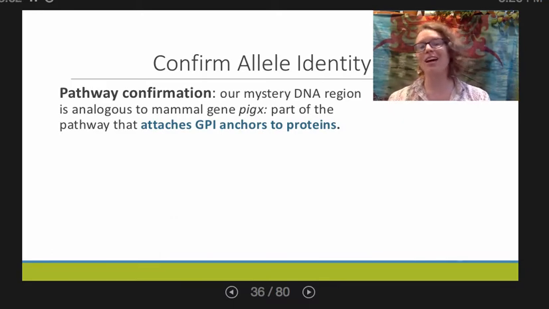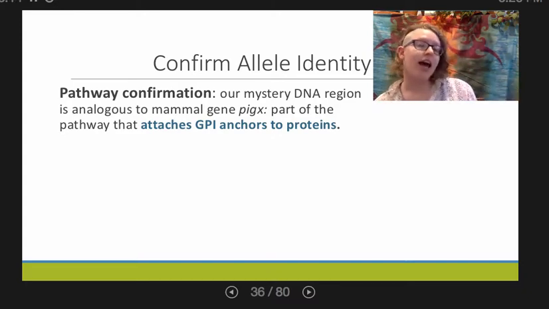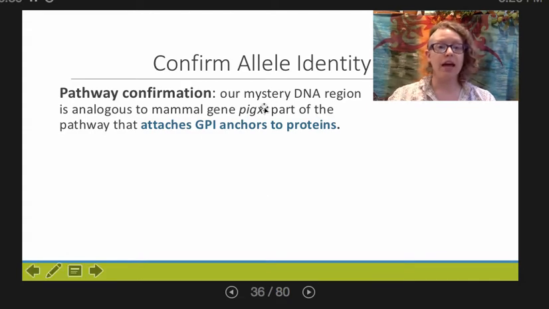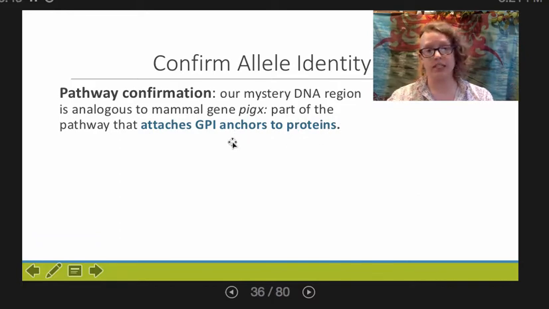In this, we don't actually confirm the identity of our allele. We just kind of use it as a jumping off point, so to speak. In this specific example, our mystery DNA region actually has a human analogous gene, PIGX. PIGX is part of the pathway that attaches GPI anchors to proteins.